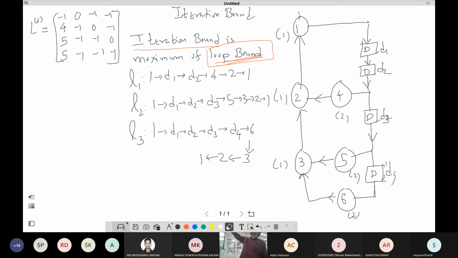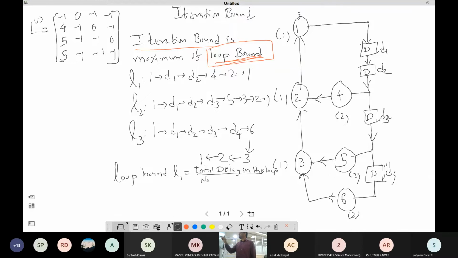Okay, now I need to find out the loop bound. So loop bound L1 is the total delay in the loop divided by the number of delay elements.